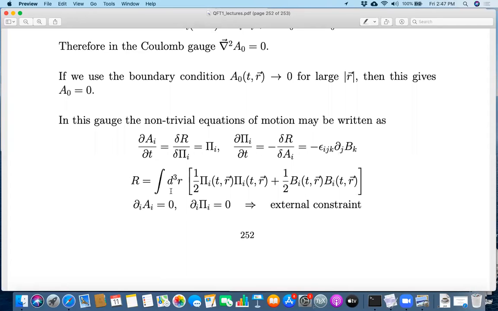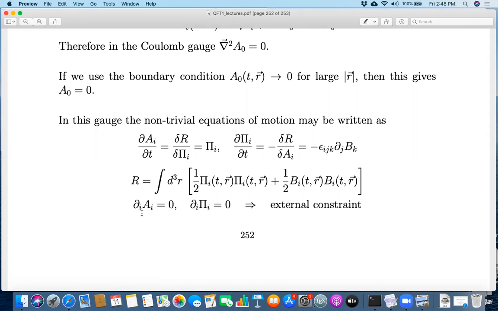And now we have two external conditions. We can call it constraints or you can call it conditions that you have to impose. This one came from the constraint, the a0 equation, so that you have to impose. And now this one is a Coulomb gauge condition that also you have to impose.